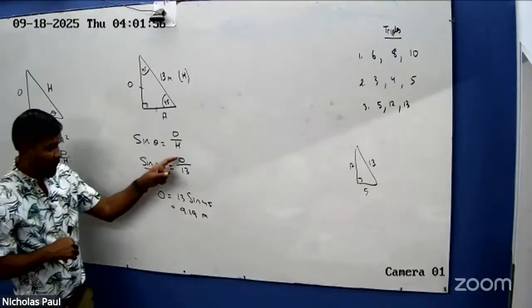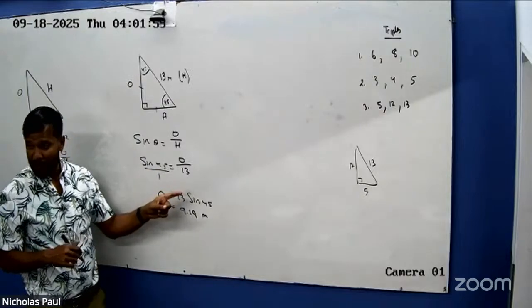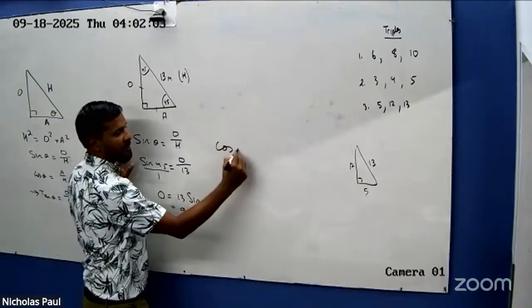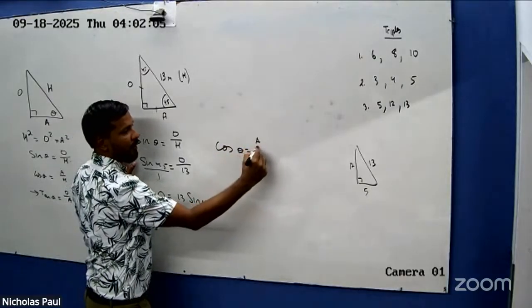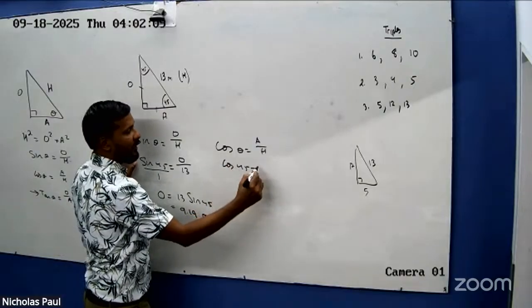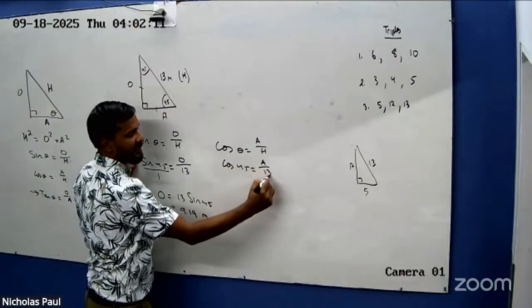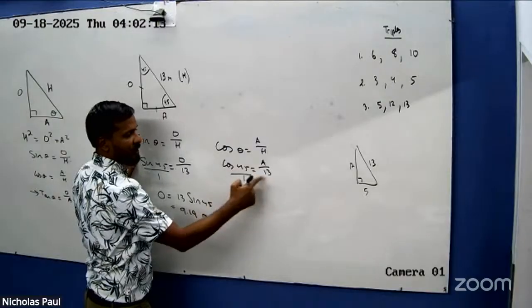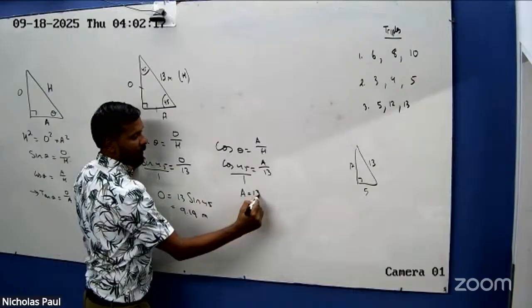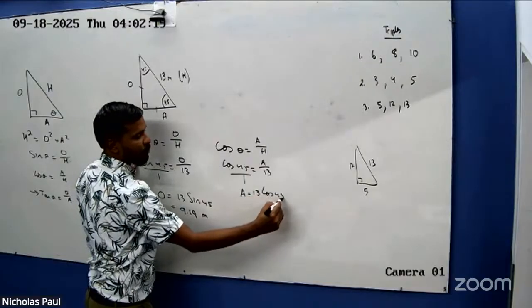So you have to learn to cross multiply. Let's say I use cos theta. You'll get the same thing. You'll get cos 45 is equal to adjacent over 13. Two fractions equal, cross multiply. A is 13 cos 45.